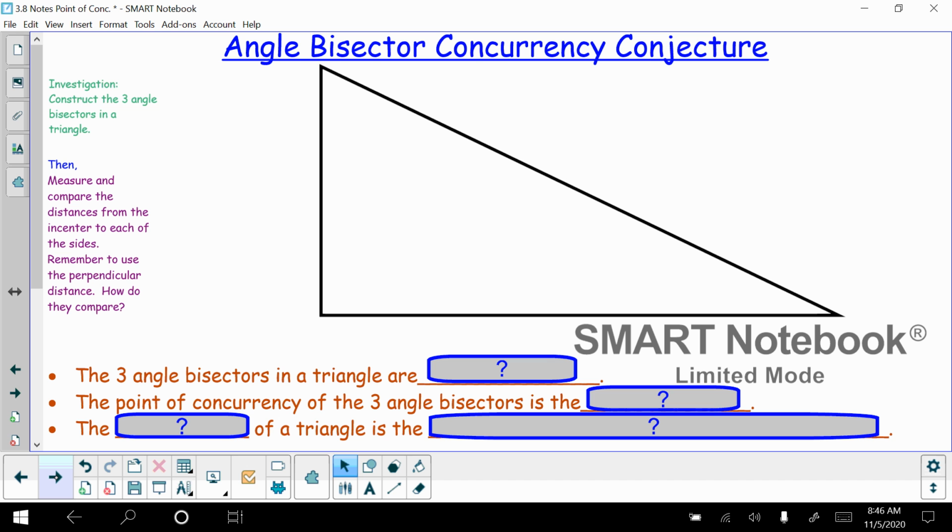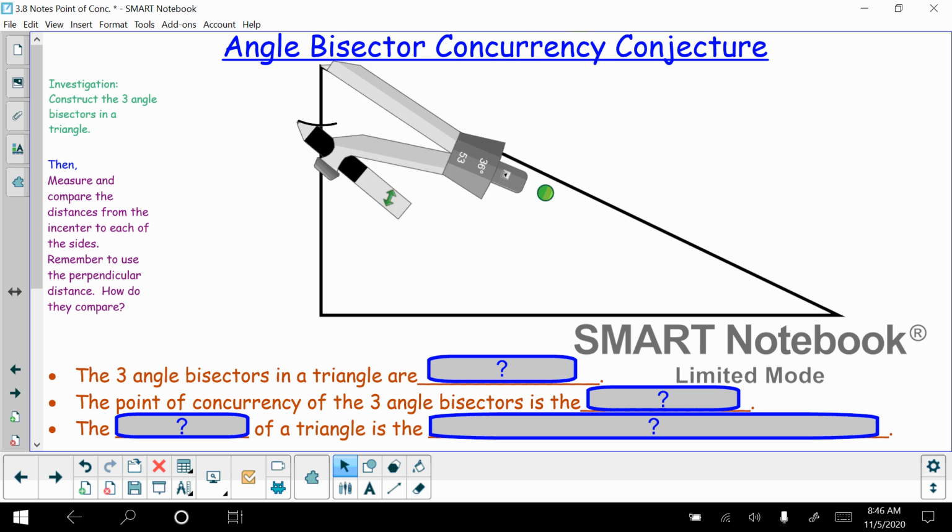So the first investigation is called the angle bisector concurrency investigation. So we're going to construct the 3 angle bisectors. Feel free to pause the video and construct the angle bisectors and then carry on after that. So I'm going to do that right now. I'm going to make the 3 angle bisectors.